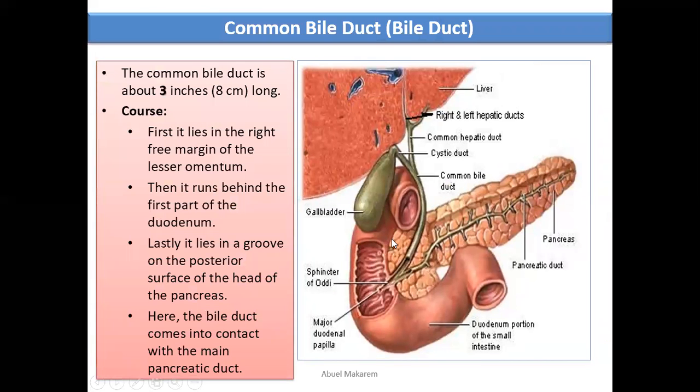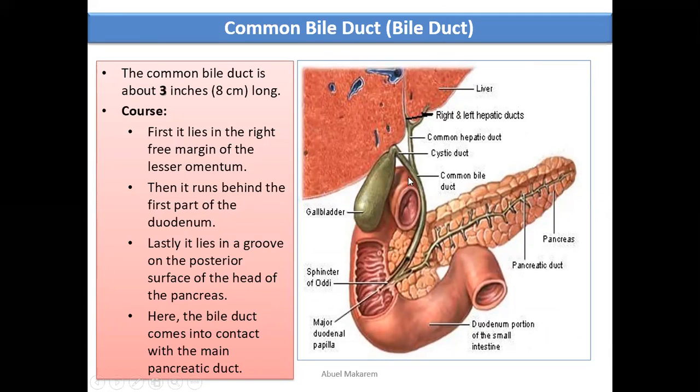Okay. Now coming to the common bile duct, this is very important because the common bile duct will join with the pancreatic duct. Here, if you see, this is the pancreas and we have the pancreatic duct. The common bile duct is almost 3 inches long, so this is the total length. First, it lies in the right free margin of the lesser omentum. Then it runs behind the first part of the duodenum.